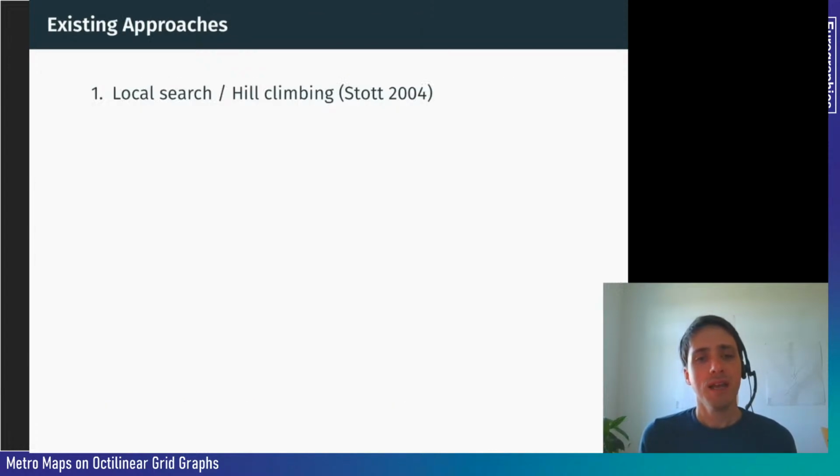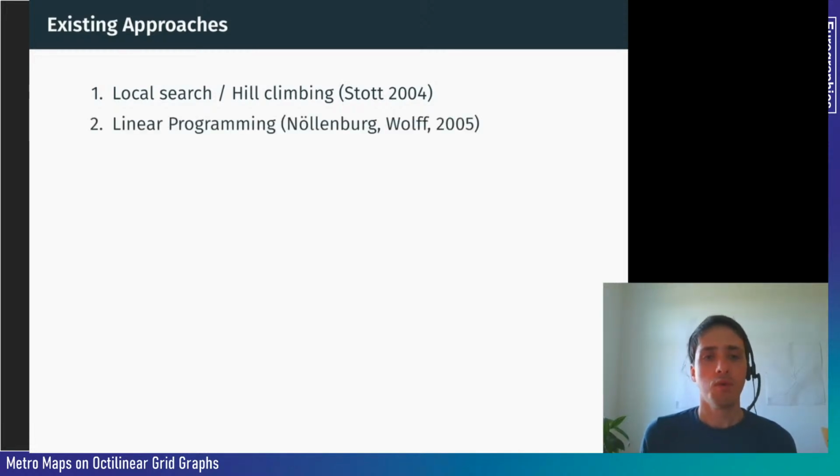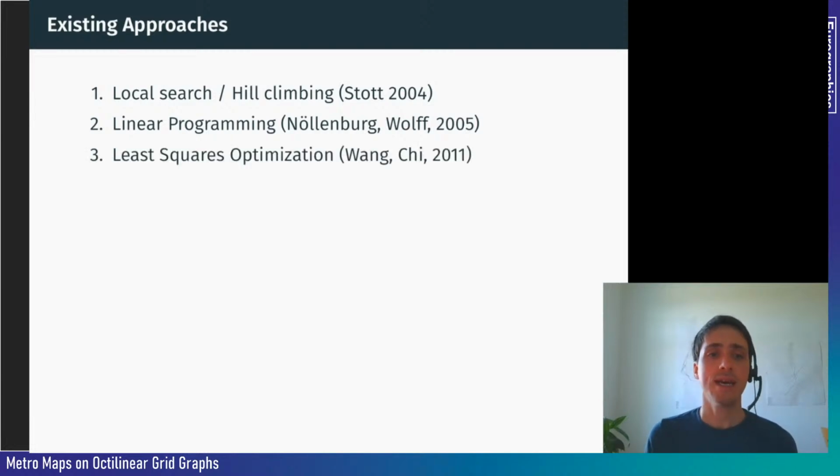So the high practical relevance of metro maps in general has led to numerous approaches to render them automatically. These are just a few prominent examples. In 2004, Stott used local search or hill climbing techniques to find octilinear maps. Then a year later, Nöllenburg and Wolff reformulated the problem, showed that it is NP-hard, and gave a linear program to render maps which actually look quite nice. Then in 2011, Wang and Chi described an approach based on a least squares optimization, which was, I think, further optimized 5 years later in 2016.